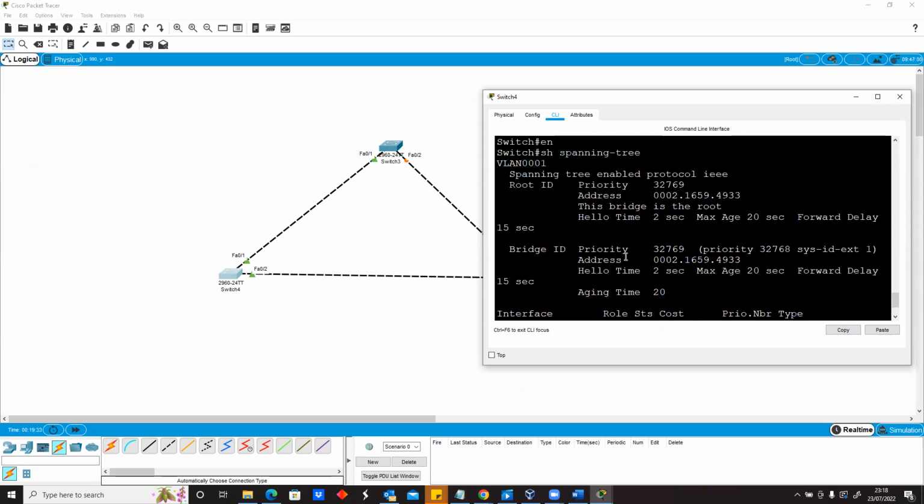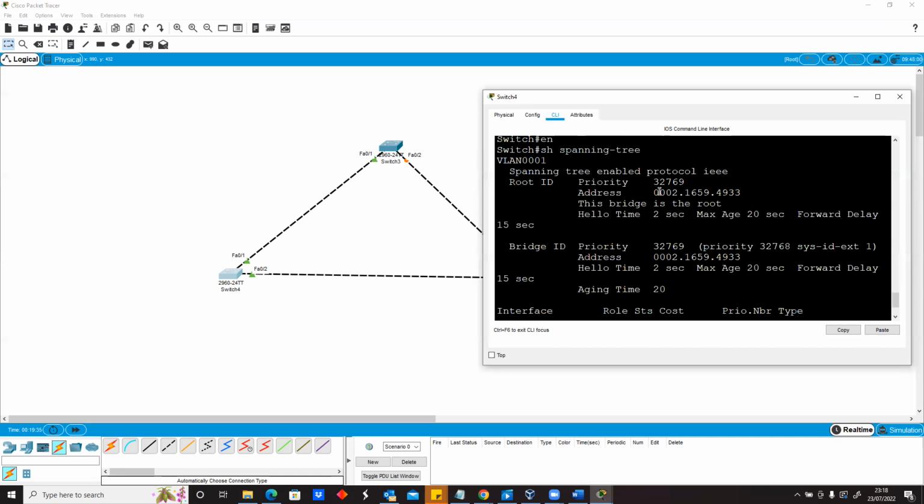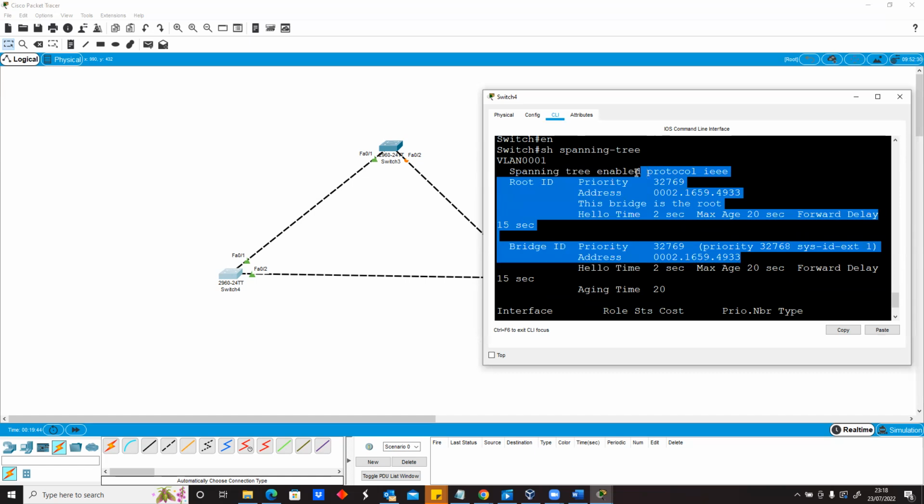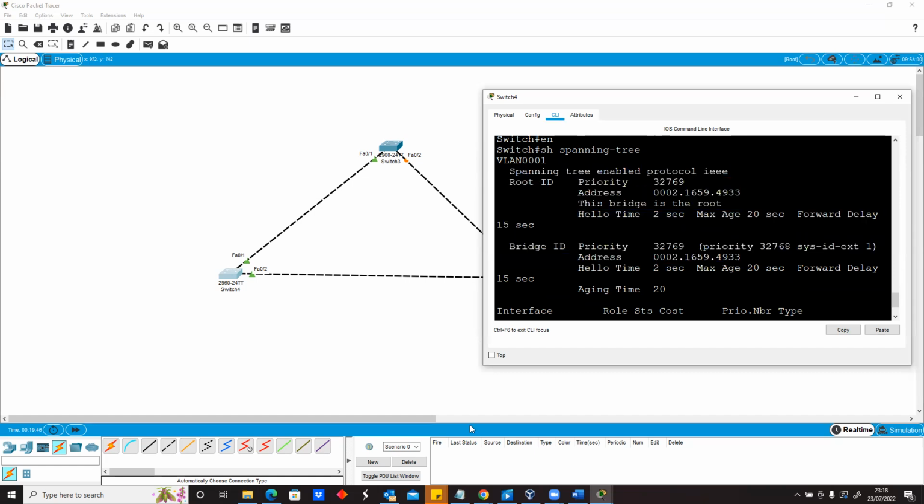Apart from that, one way you can tell is when you look at the bridge ID, which is this bridge ID. This is the ID of the bridge. And if you look at the device's ID, if they are matching, then it means it's the root bridge. And so that's how we see here.